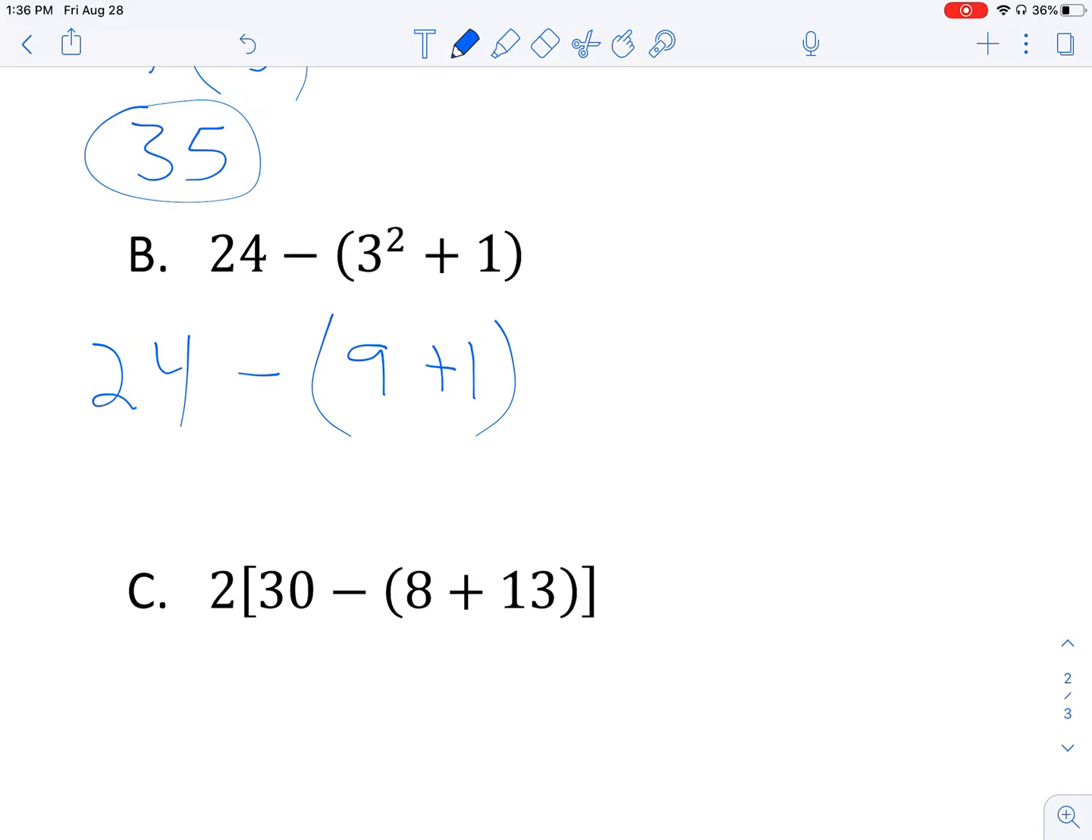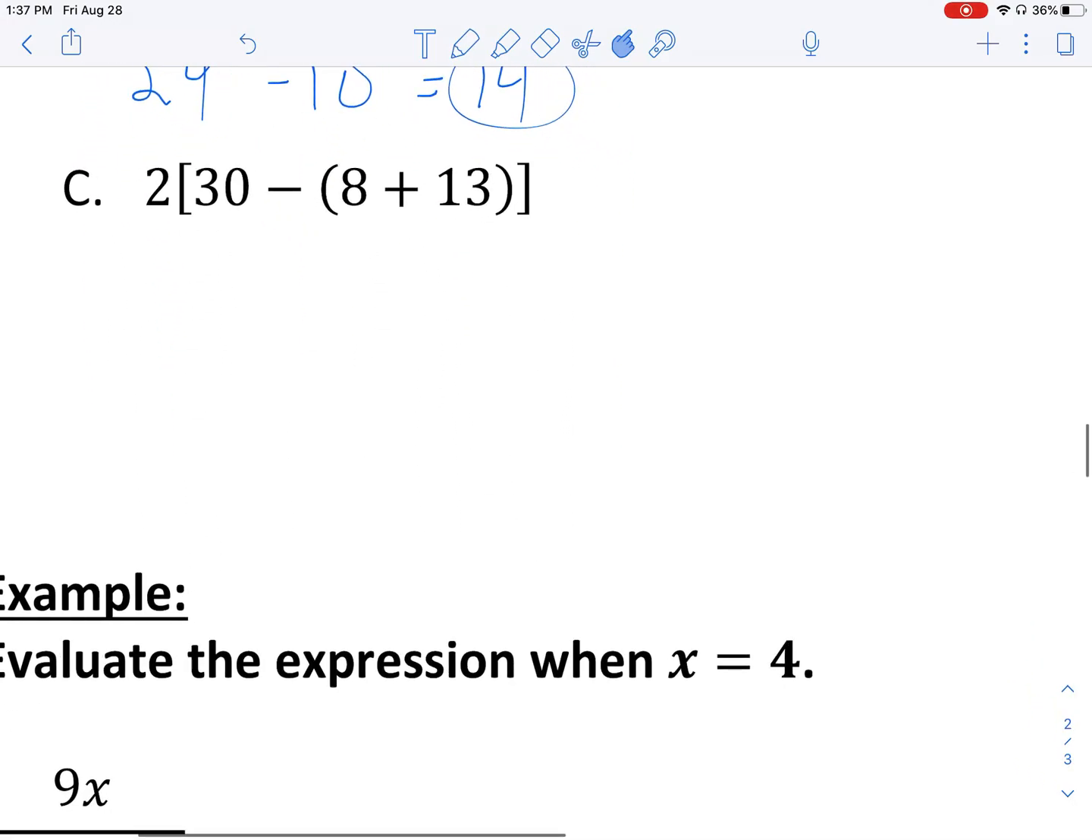Okay, so if you do 9 plus 1, you get 10. So now you have 24 minus 10, which is 14. Now, this is where it gets kind of tricky. You want to work from the innermost parentheses and work out.